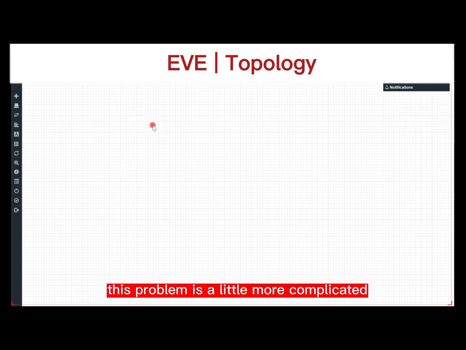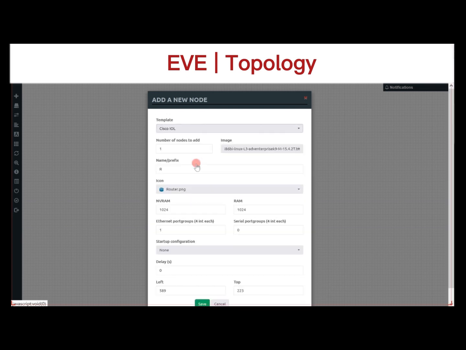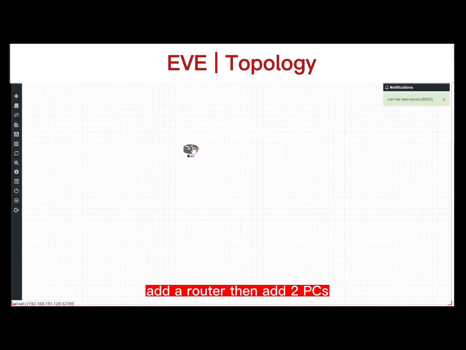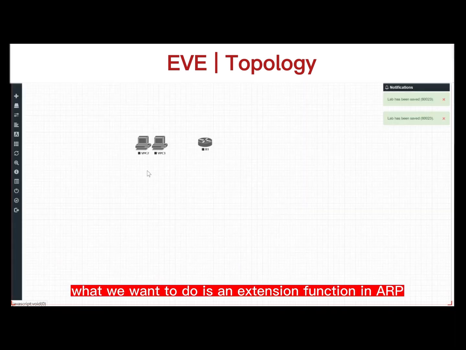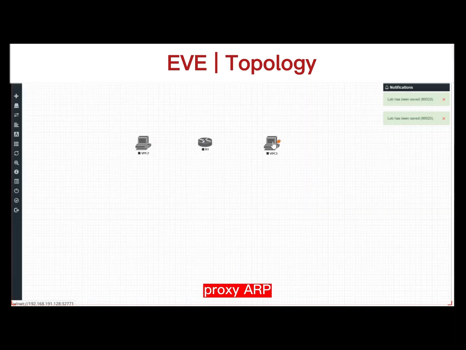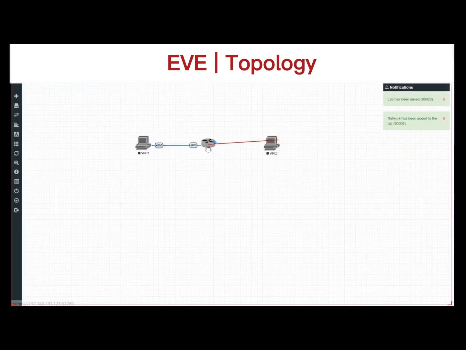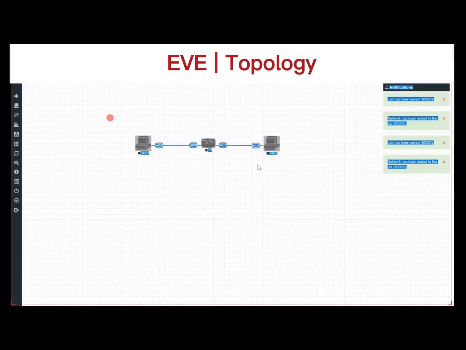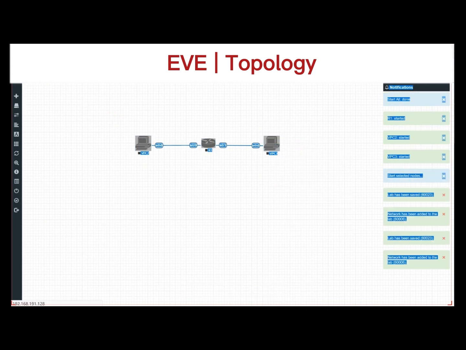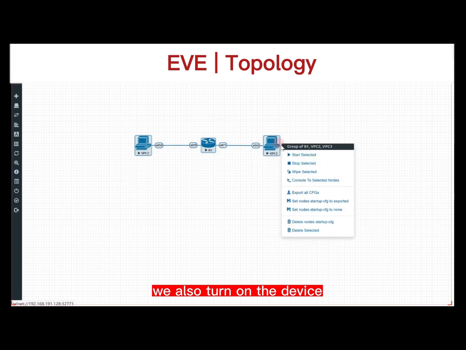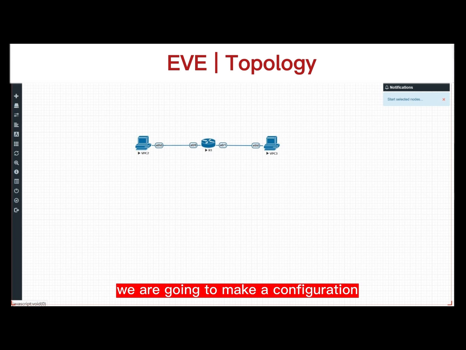Let's move on to the next question. This problem is a little more complicated. Let's add a few devices now. Add a router, then add two PCs. What we want to do is an extension function in ARP: Proxy ARP. We first make a connection to them. Relatively speaking, it starts up pretty fast. Let's refresh it to open it. We also turn on the device. After opening, we are going to make a configuration.